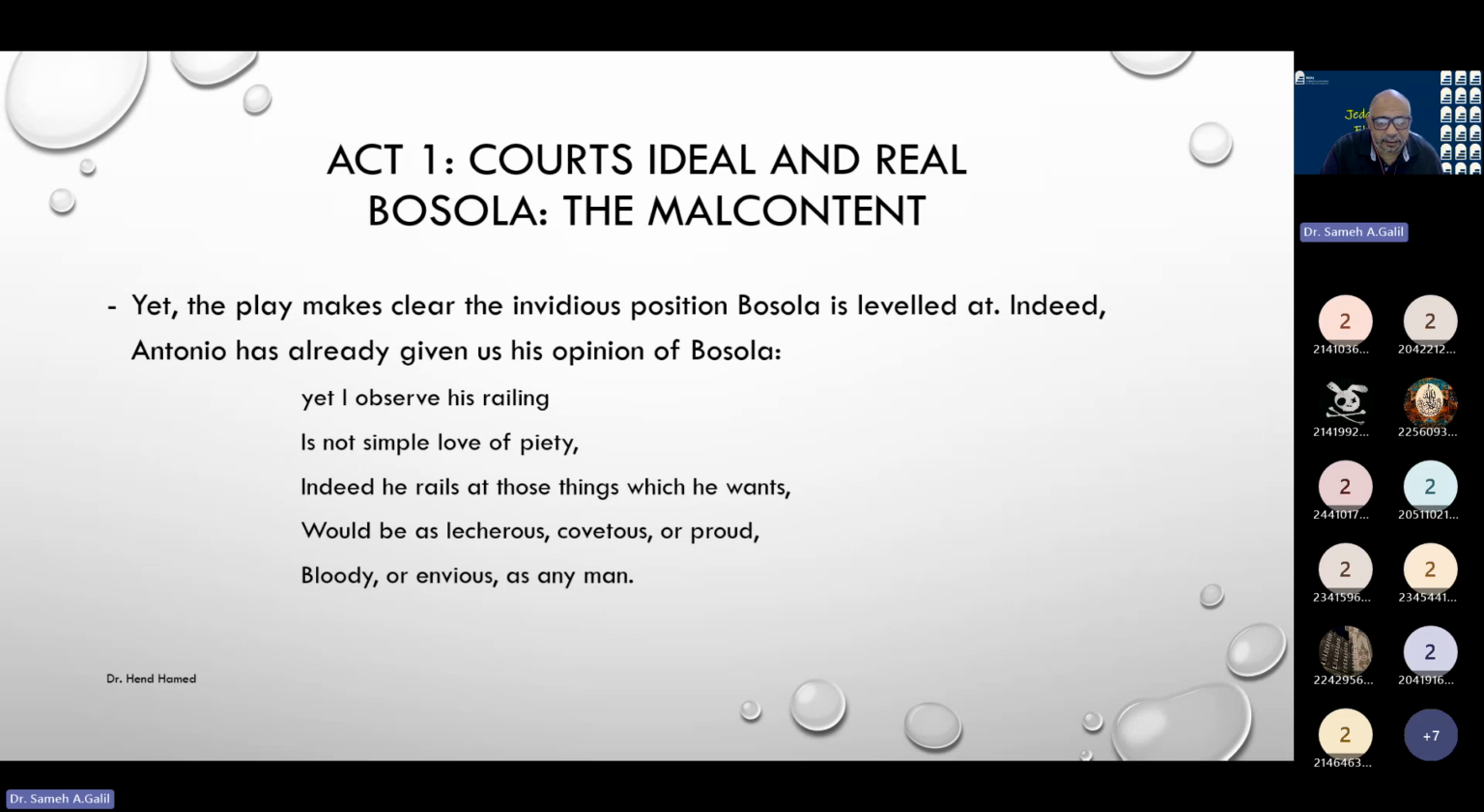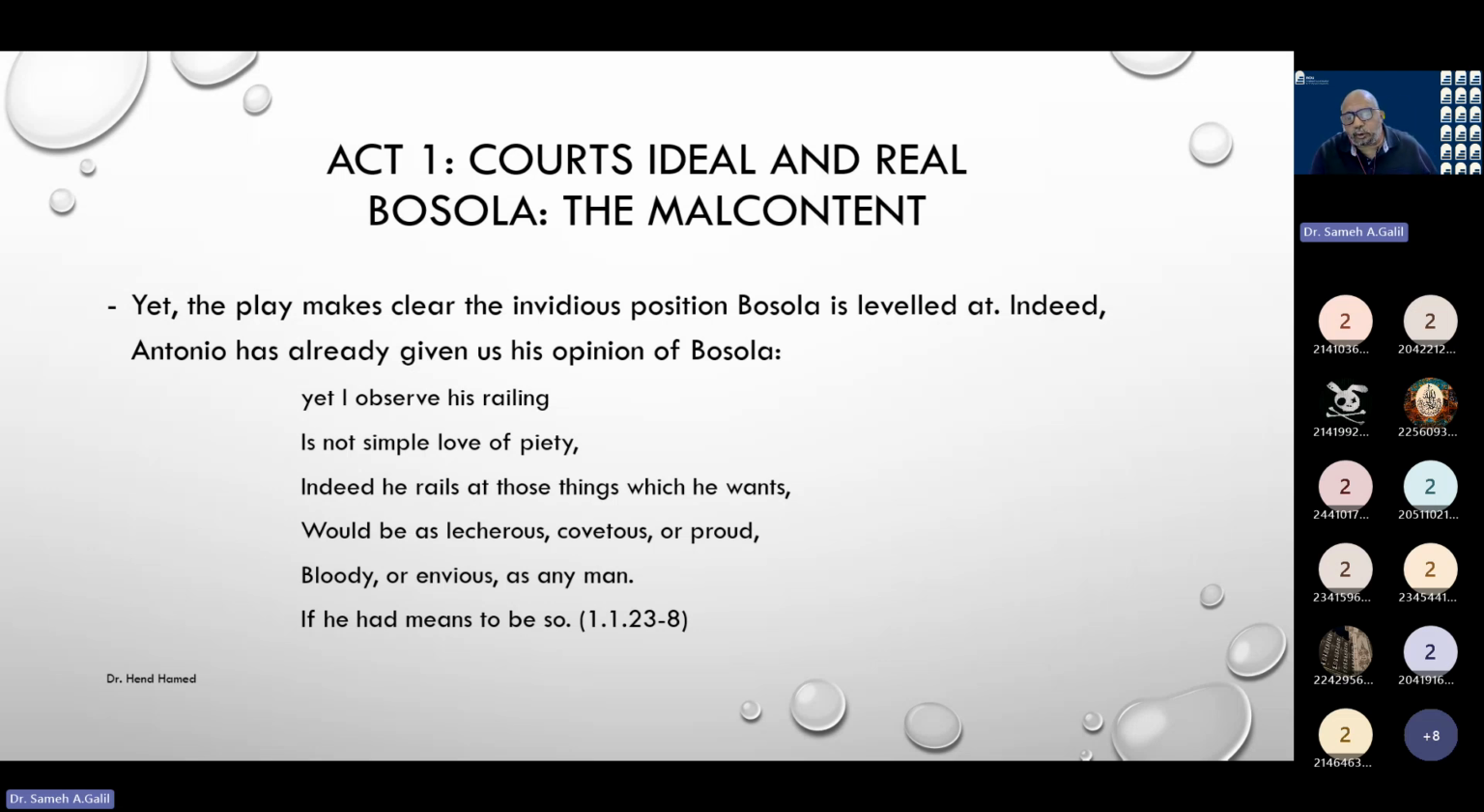Yet I observe his railing is not simple love or piety. Indeed, he rails as those things which he wants would be as lecherous, covetous, or proud, bloody, or envious as any. He says, I understand him inside and out, and I understand why he is railing and attacking. It's not that he is pious, he is religious, he is God-fearing. No, far from it. He rails at those things which he wants. I mean, he wants to be promoted like those flatterers. He wants to be elevated at whatever cost. And he is as lecherous, a cheat. He is as covetous, as proud as those guys that he is lashing out against.